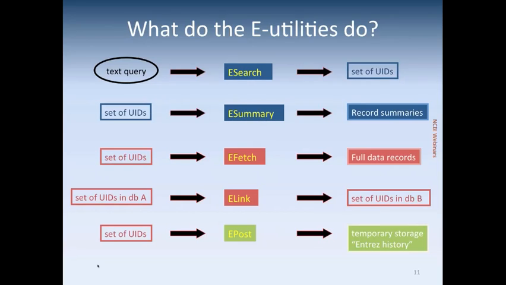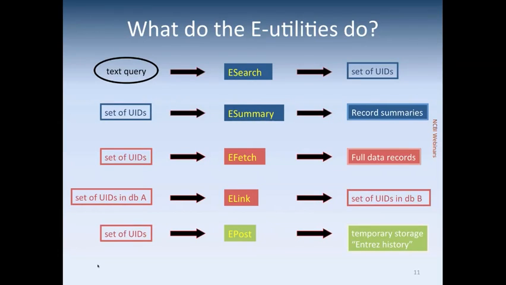You can also take that same set of UIDs that return from ESearch and provide it to EFetch. And EFetch will provide you with the full data record in a wide variety of formats. For example, you can get PubMed abstracts or PubMed Medline format, or in sequences you could get FASTA or GenBank or XML formats back.